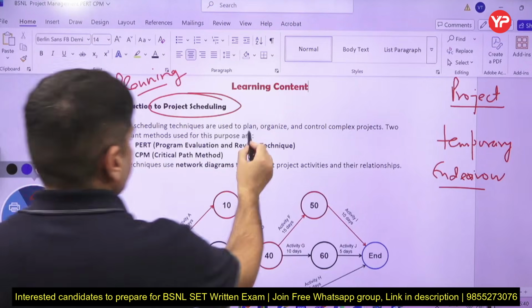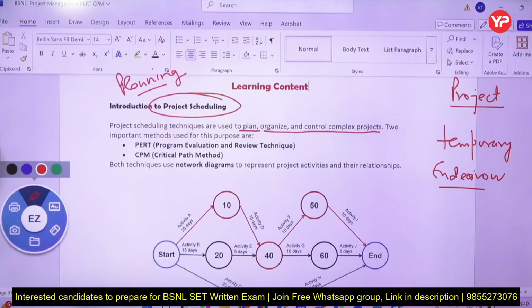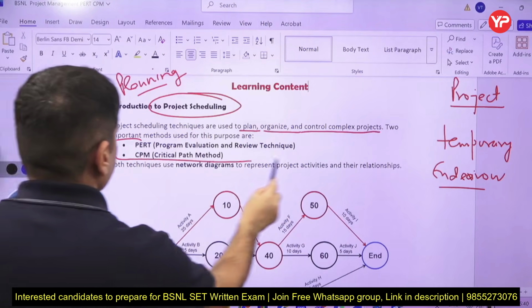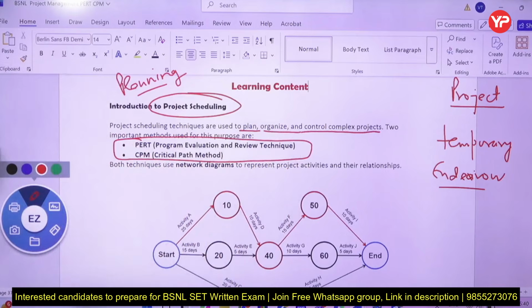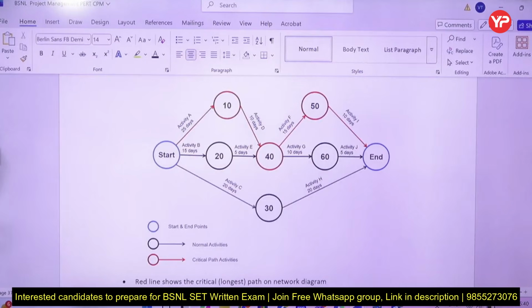So we plan, we organize, we control the entire project. Two important methods for this are PERT and CPM. The full names you should understand, what is PERT, what is CPM. Both are network diagrams, and let me show you here how it looks.